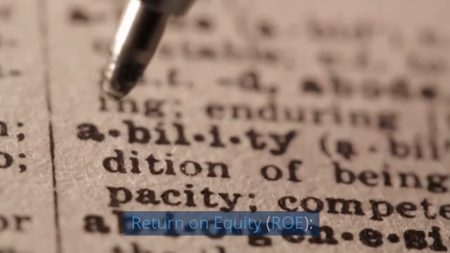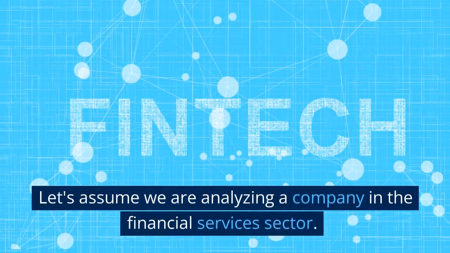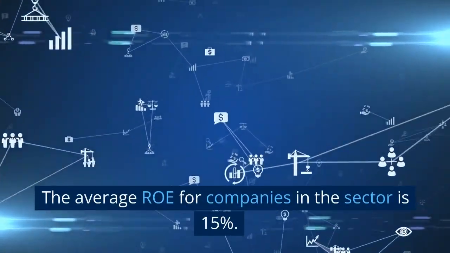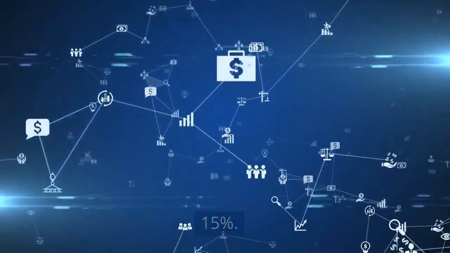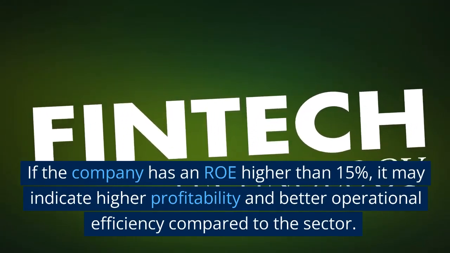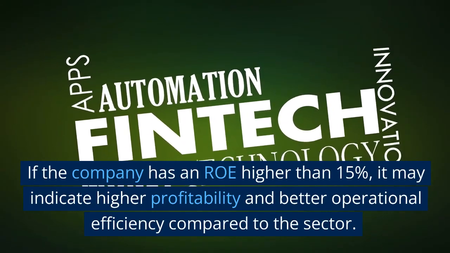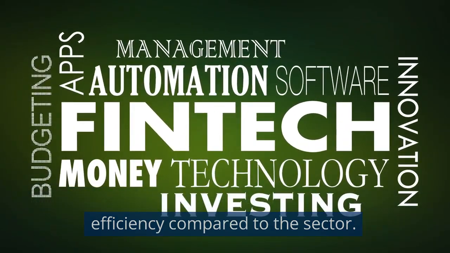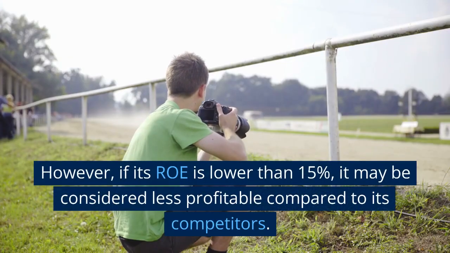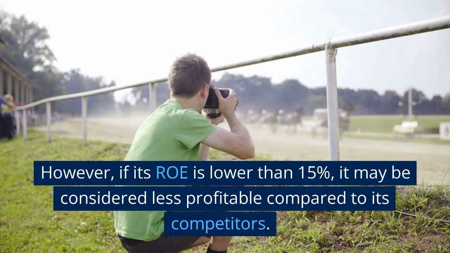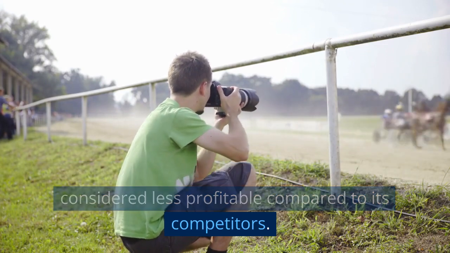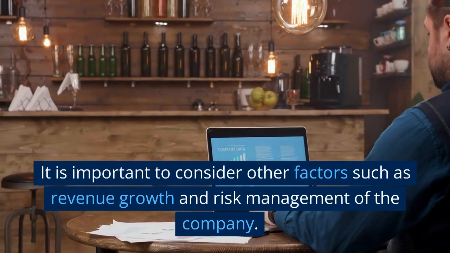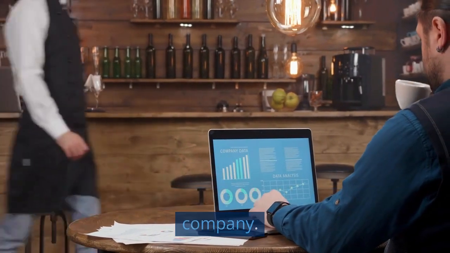Return on equity, ROE. Let's assume we are analyzing a company in the financial services sector. The average ROE for companies in the sector is 15%. If the company has an ROE higher than 15%, it may indicate higher profitability and better operational efficiency compared to the sector. However, if its ROE is lower than 15%, it may be considered less profitable compared to its competitors. It is important to consider other factors such as revenue growth and risk management of the company.